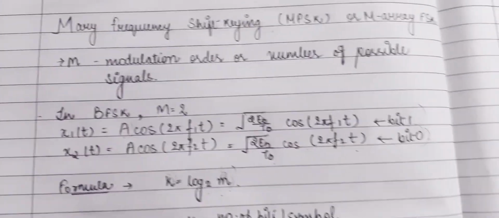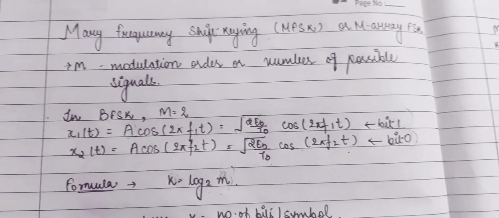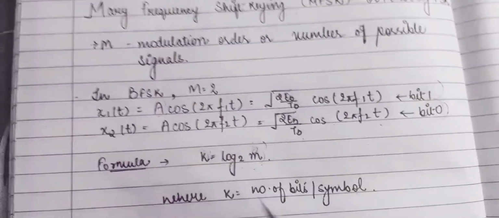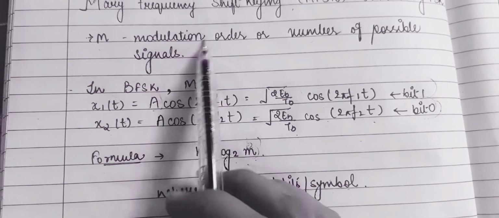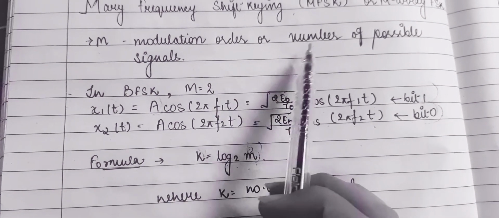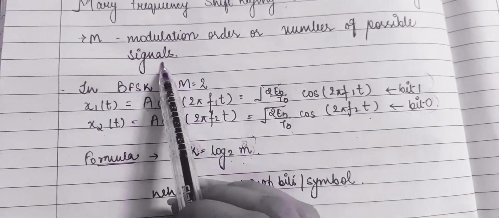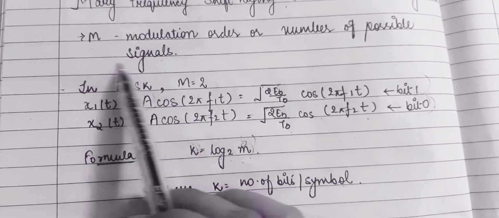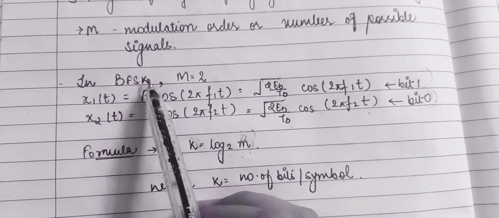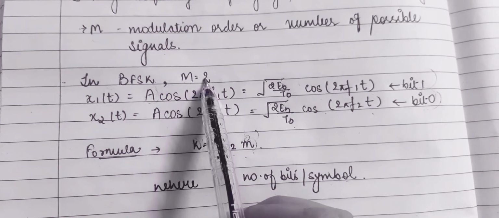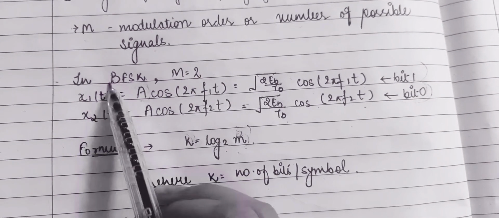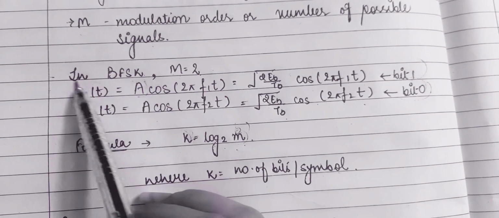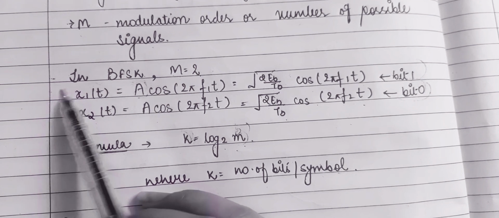In today's lecture, we'll discuss M-ary frequency shift keying. In M-ary frequency shift keying, M is equal to your modulation order, or we can say the number of possible signals. Here, I will be considering BFSK, that is binary frequency shift keying, where M will be equal to 2, because for binary, M will be equal to 2. So for BFSK, we will be considering two signals only.